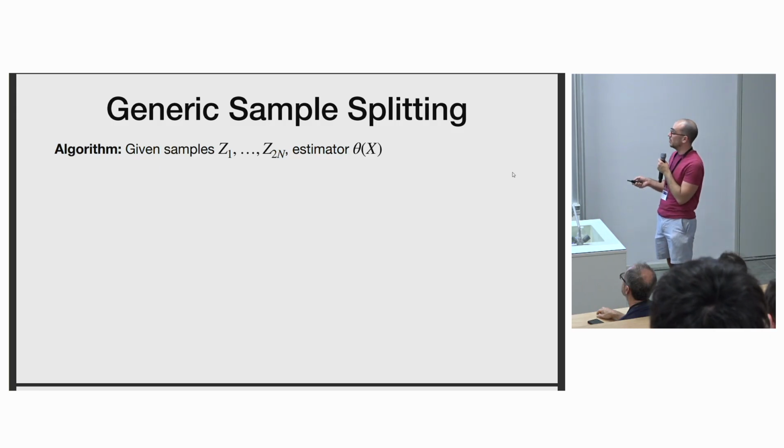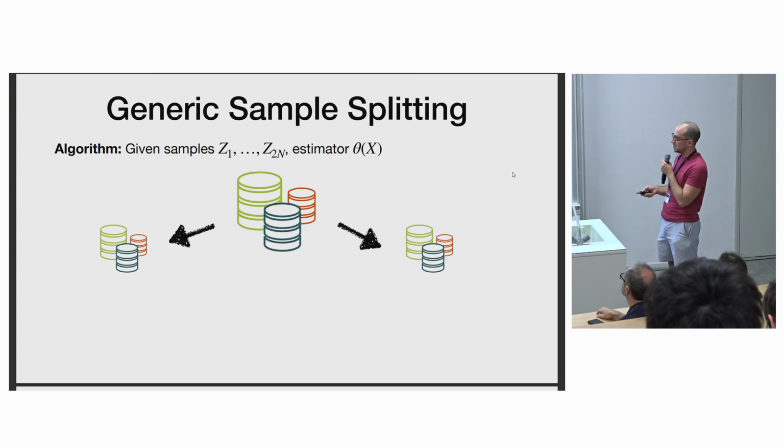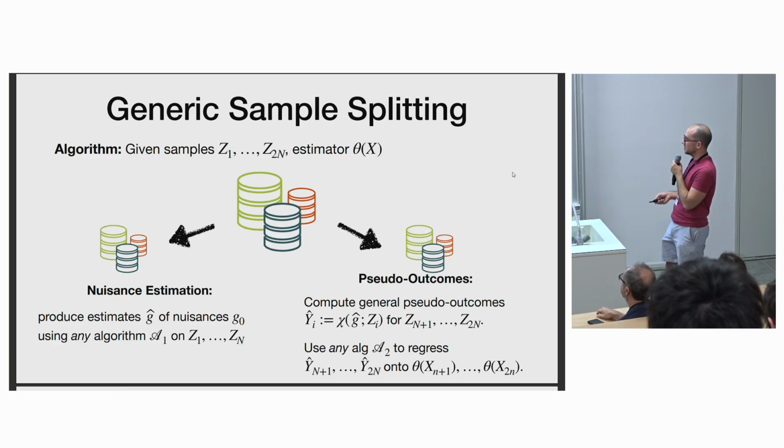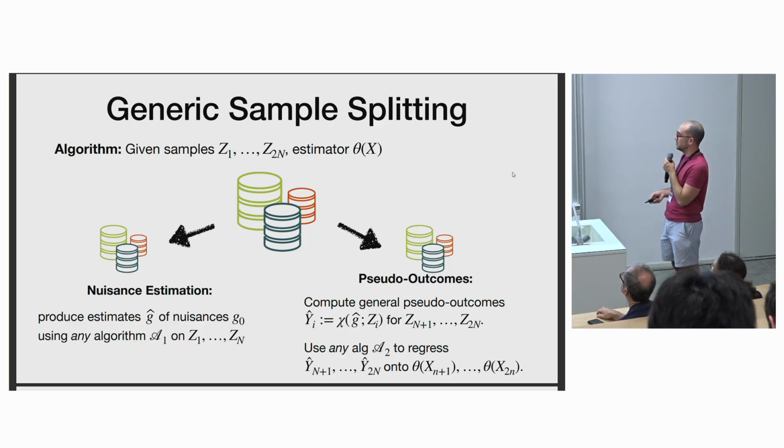Given, let's say, 2n samples and an initial estimator theta of x, I take my data set and split it into two pieces. On the first piece, I use my favorite black box learner to estimate the unknown nuisance component. Maybe I run gradient boosted trees, or I use lasso or something like that. Then, once I have this estimate G hat of G0, I can simply compute the pseudo outcomes on the other half of the data, and then I can use whatever calibration algorithm I want to regress the y hats onto the thetas.